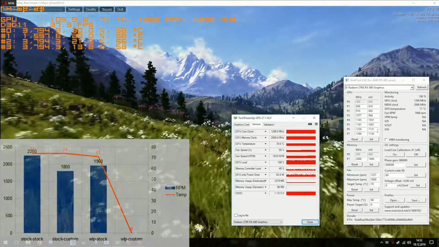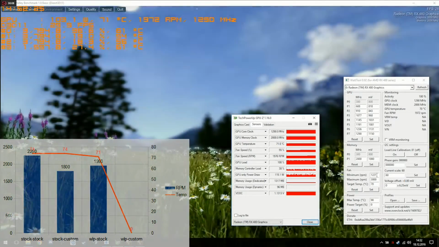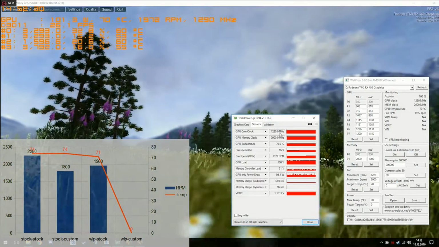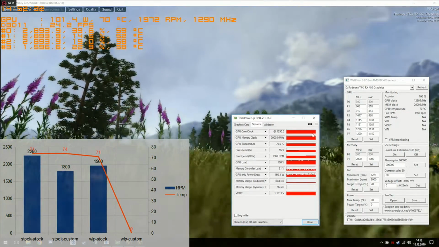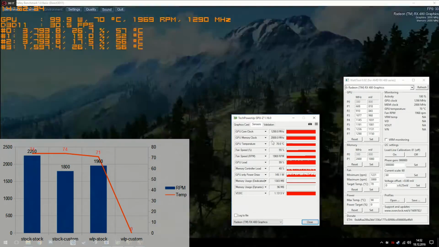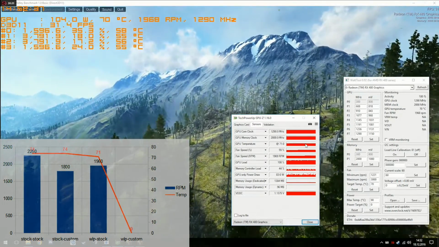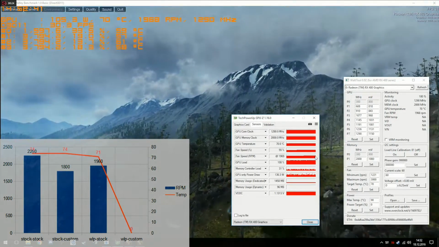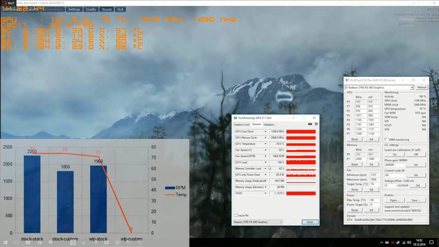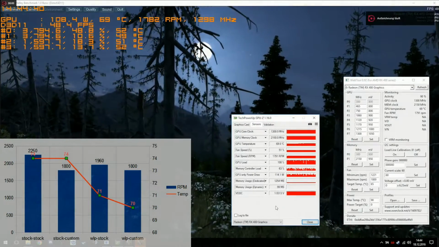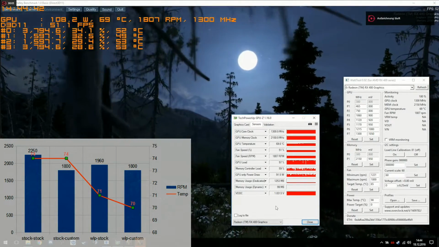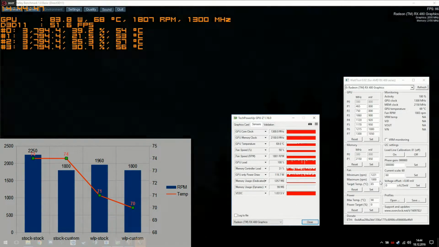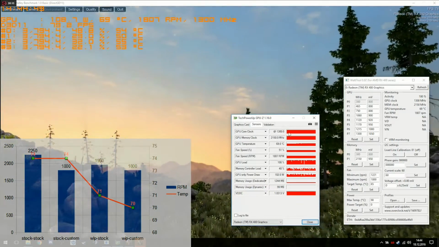We have stock voltage again, all stock settings we had in the first one, and you can just see we have a lower temperature and also lower RPMs in the fan speed, so this is a very nice improvement here. We have also rock solid clock speeds here, so let's see what's going on with the customs. We have the 1800 RPM setting again, and as you can see, we lowered the temperature to 70 degrees now, so this is very impressive.